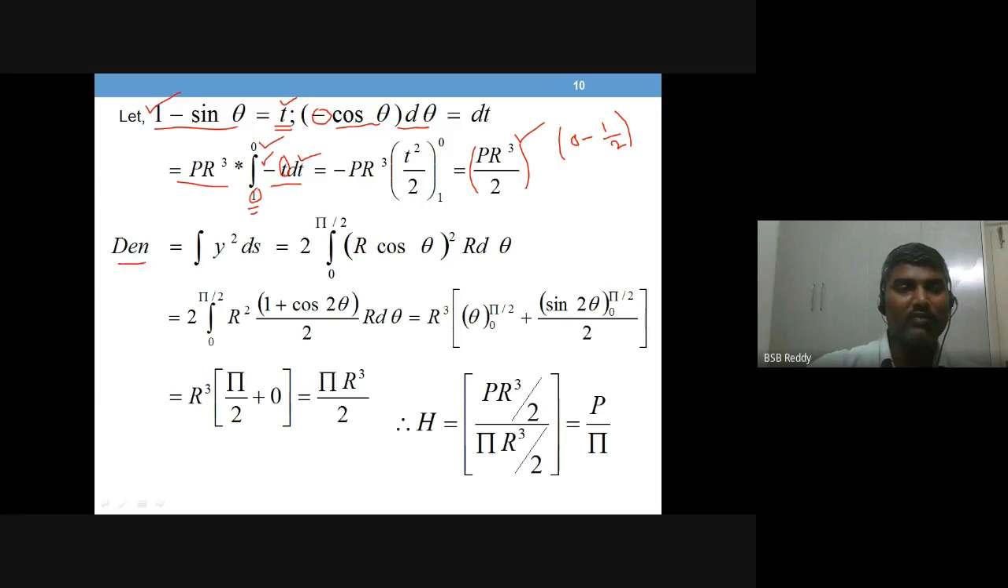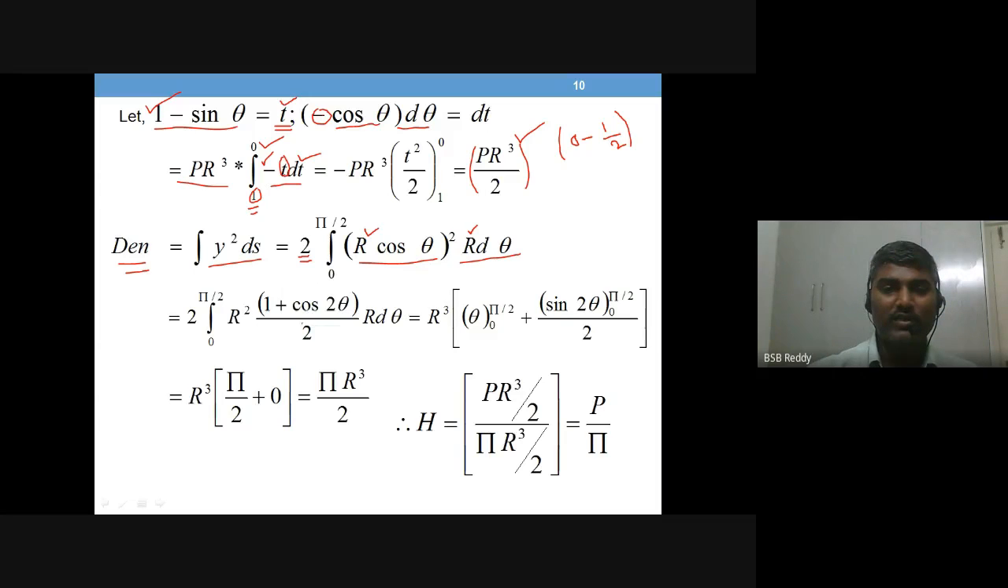Coming to the denominator value. So integral y square ds is the formula where you find it in the H equation. So same here, make it symmetry. So 2 times 0 to pi by 2, y is R cos theta whole square, ds is R d theta. Okay, so take constant terms outside, R is constant, so R square here and R here, so R cube will be coming out.